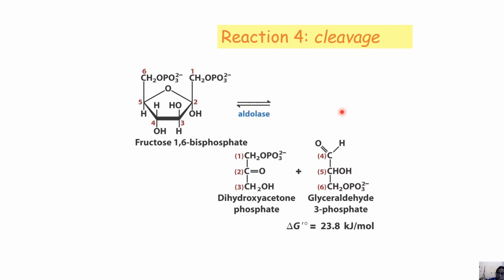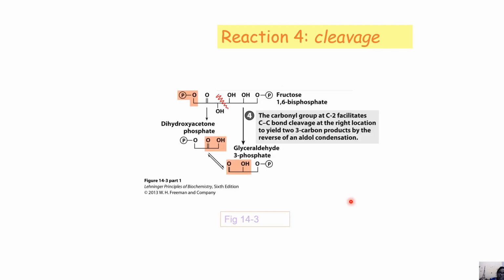Then reaction 4 is the cleavage reaction. Fructose 1,6-bisphosphate with the help of aldolase gets converted to dihydroxyacetone phosphate and glyceraldehyde 3-phosphate. Reaction 4 is cleavage, where the carbonyl group at C2 facilitates C-C bond cleavage at the right location to yield 2 three-carbon products by the reverse of an aldol condensation. Fructose 1,6-bisphosphate to glyceraldehyde 3-phosphate. It can also get converted to dihydroxyacetone phosphate.